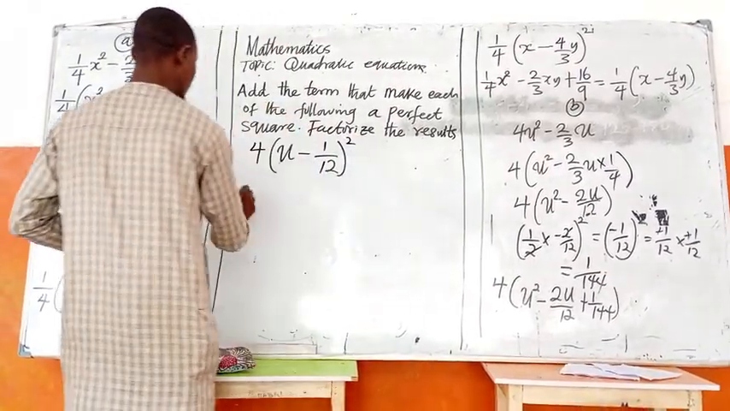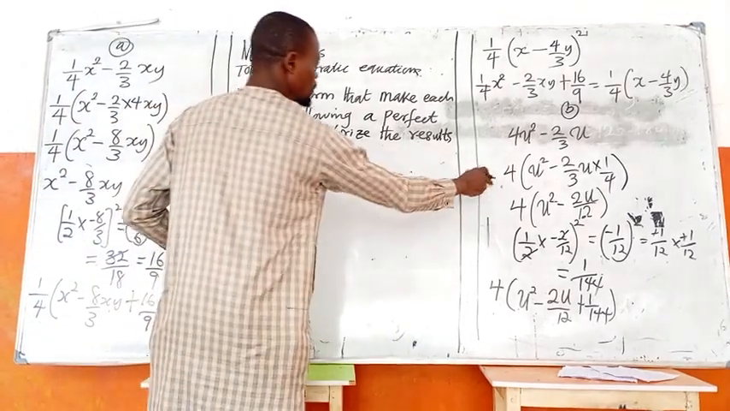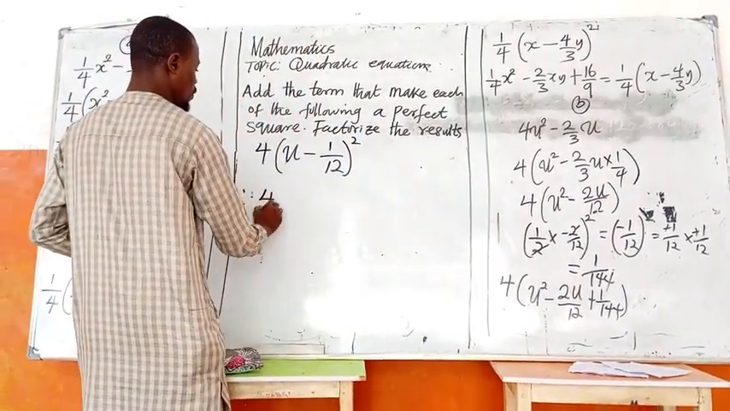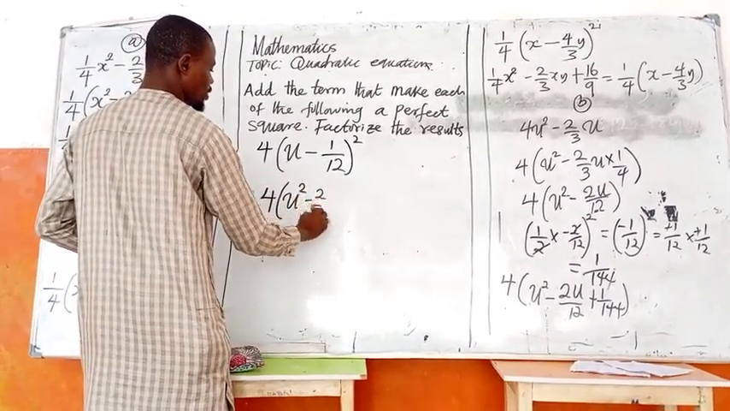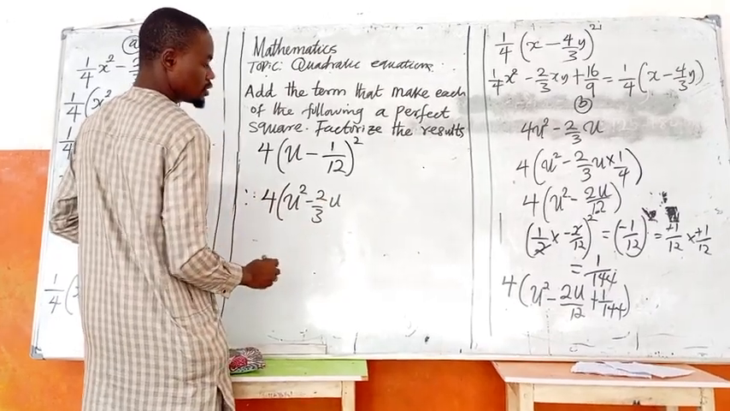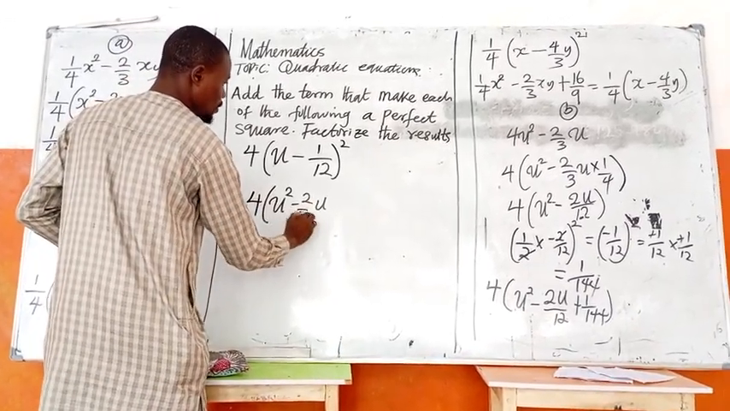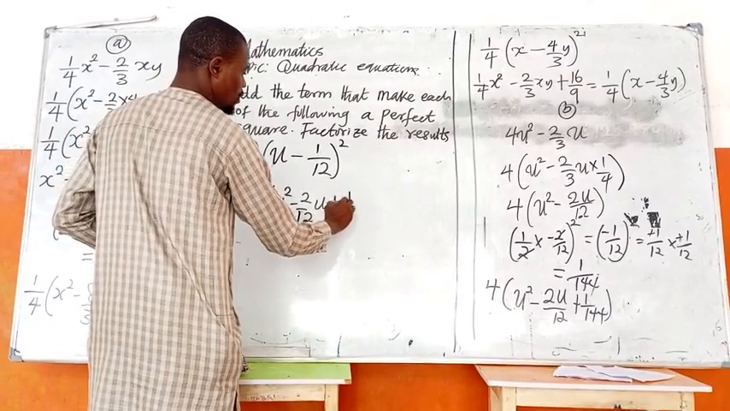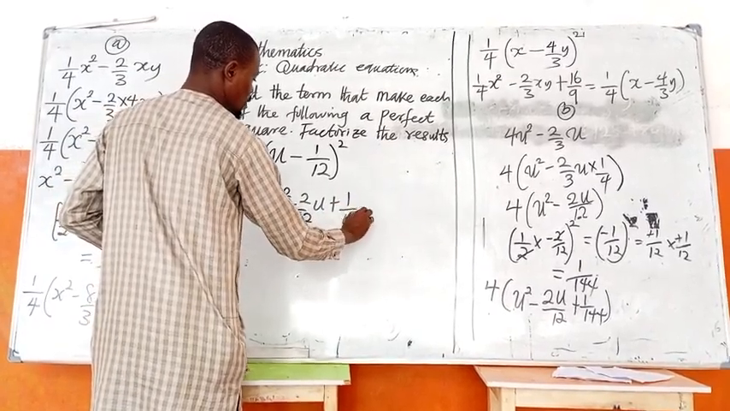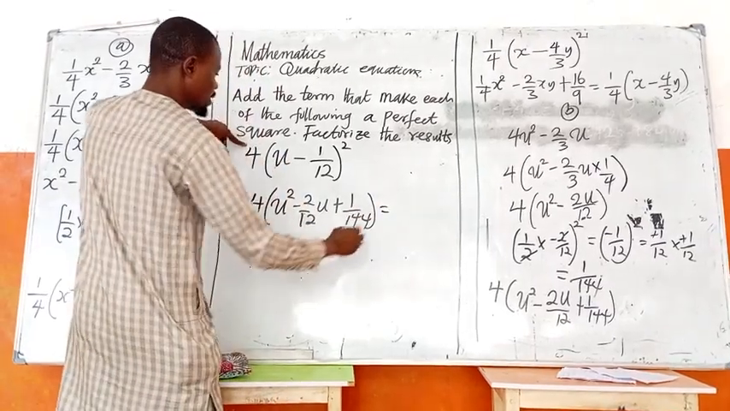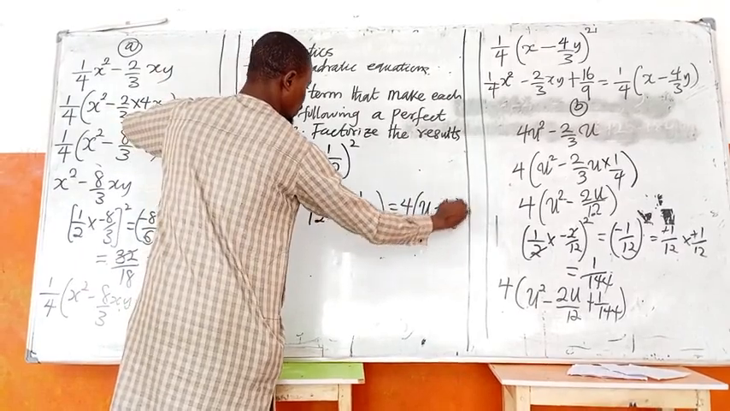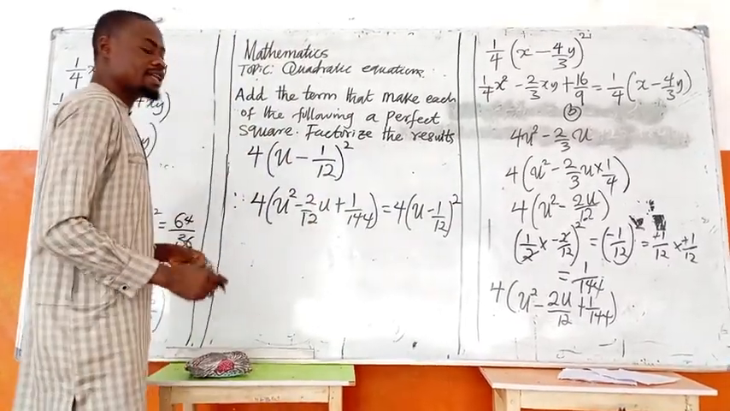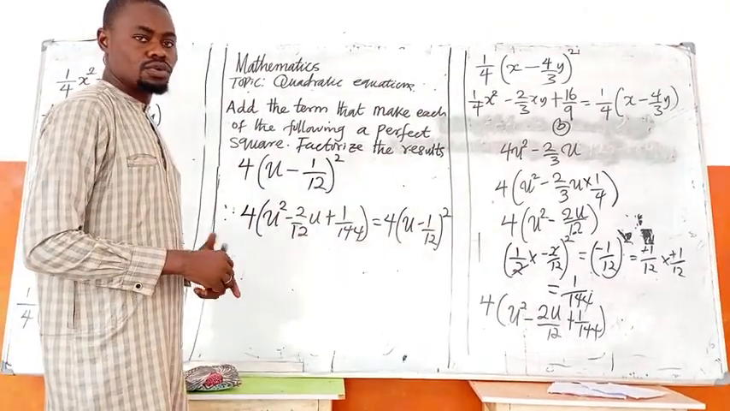Now, therefore, from the question, we have 4 open bracket u squared minus 2 over 3 u, so 2 over 12 u, then plus 1 over 144, is now equal to this answer, 4 open bracket u minus 1 over 12 all squared, as the final answer. Thank you and peace out.